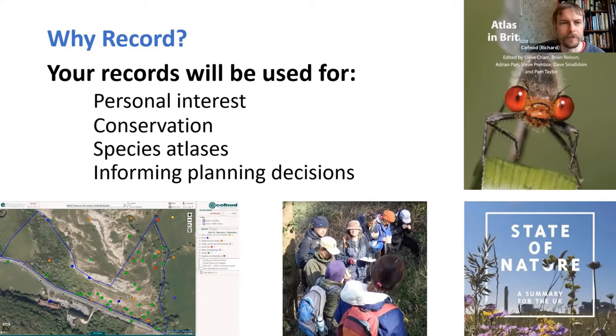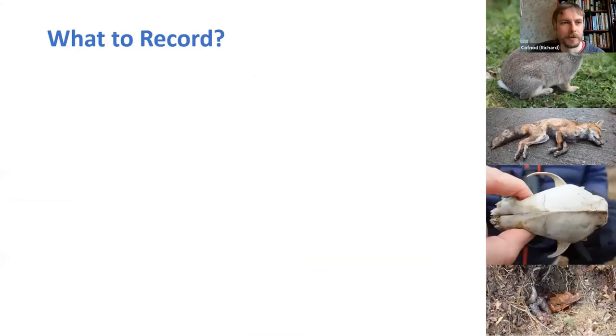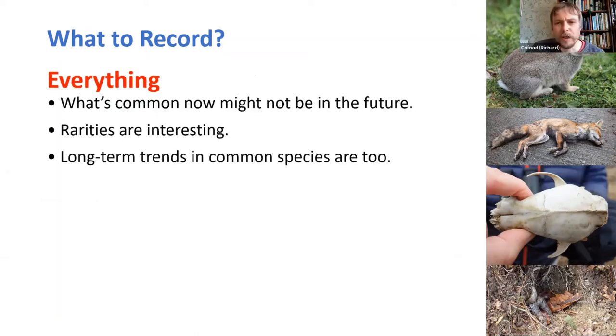So what do we want to record? Well, mammals are interesting because you can record live ones, dead ones, signs of them. So you might find a skull lying around, droppings. I know the mammal recorders will go into this in more detail, so I won't labour the point. Even common things we want to know. Grey squirrels, red squirrels. Red squirrels were very common in the past, not so now. Could that happen to other species in the future that are common now? So we've always got that eye on the future.